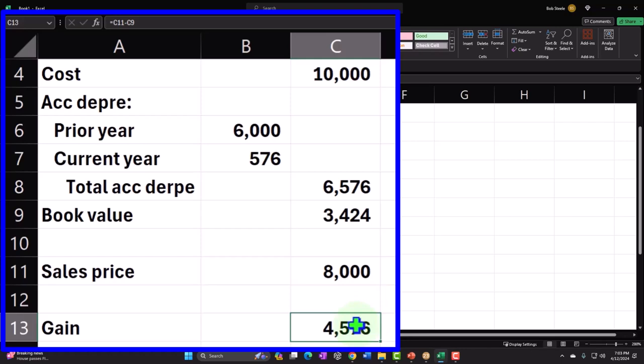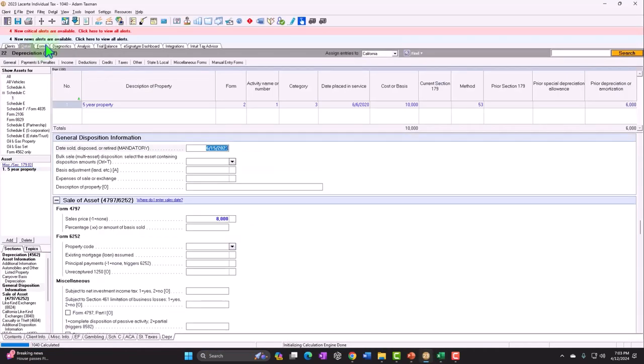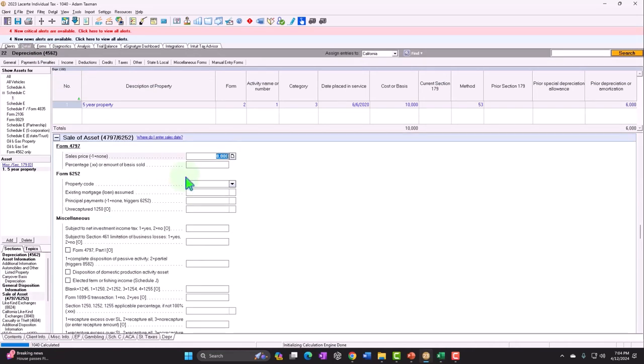Now, most property is going to be in that category where it's going to go down in value. It's not likely I'm going to buy a forklift for $10,000, use it for 2 years, and then sell it for more than $10,000. But if it was a building or something like that, that's when that can happen. So let's imagine I sold it then. Let's just imagine I did sell it for more than the $10,000. Let's say I sold it for $12,000.